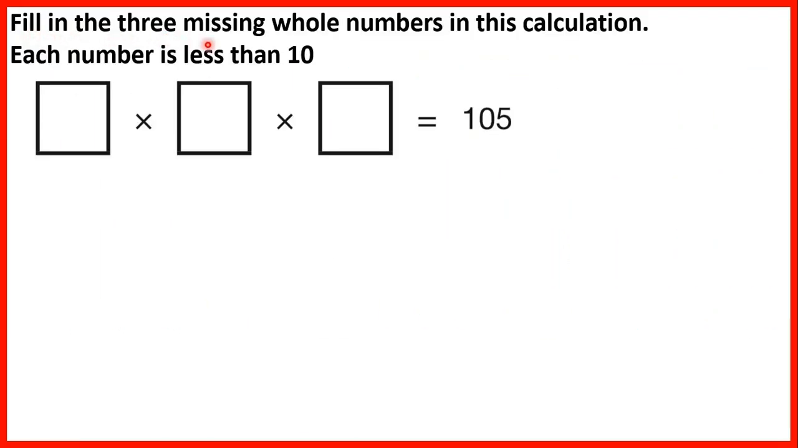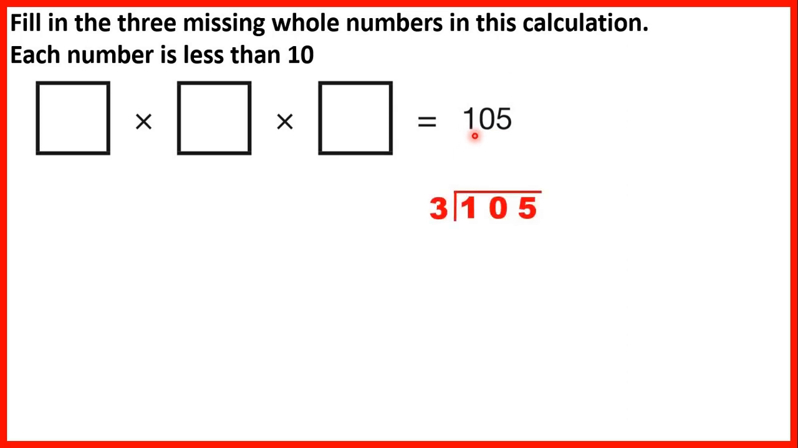Fill in the 3 missing whole numbers in this calculation. Each number is less than 10. So something times something times something equals 105. So because we have a missing number multiplication, we can use division to find our missing number. 105, if we divide it by 2, will give a remainder.